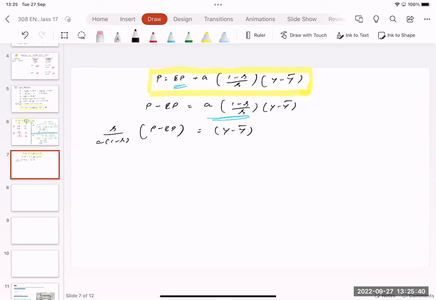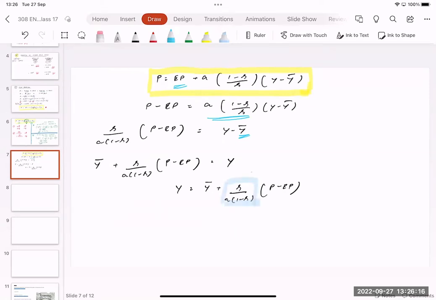And then next one, I'm going to move Y bar. I'm going to get Y bar plus S over A times 1 minus S, times P minus EP, equals Y. Like that. And then I'm going to switch left to right, right to left. I get Y equals Y bar plus S over A times 1 minus S, times P minus EP. And then to make it simple, I'm going to assume that this term equals alpha. Right here, alpha equals S over A times 1 minus S.